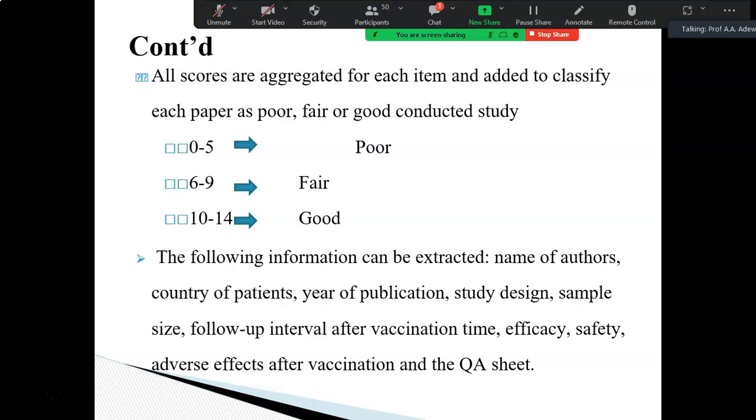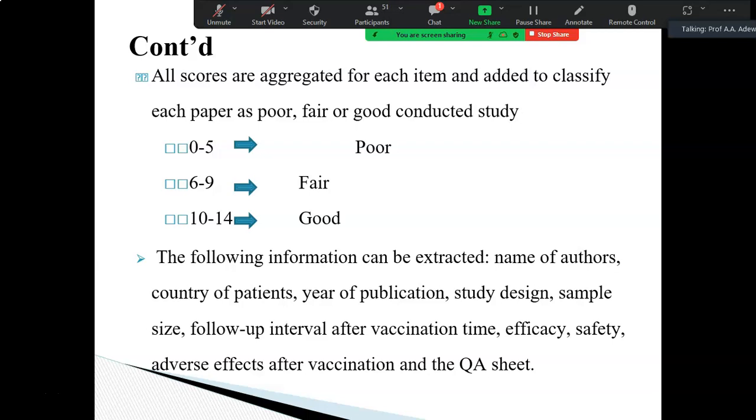We should not forget that not all studies that we have gotten will be good enough for us to use when we are actually aggregating data for systematic review. Some articles are very poor in methodology. Some articles are very poor in sample size. They have very low sample size. Some have very low power and all that. So there are a lot of things that we need to look into when we are assessing each study.